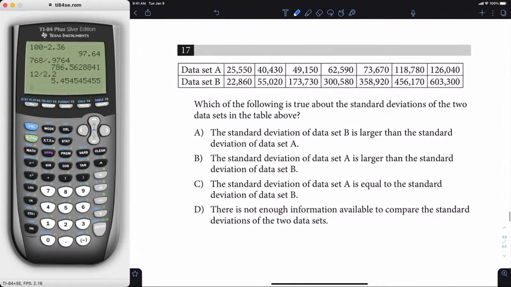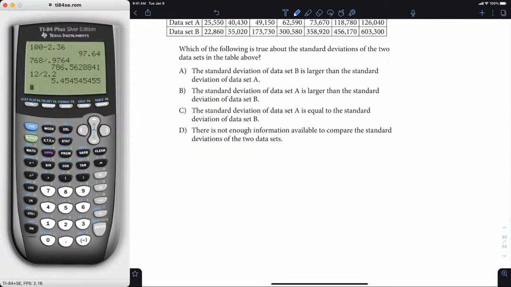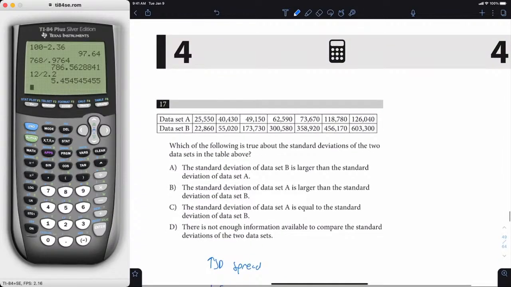Which of the following is true about the standard deviations of the two data sets in the table above? Okay, on the SAT, for standard deviation, all you need to know is that a high standard deviation means spread apart, your data is going to be spread, and low standard deviation means close together, or closer together, I guess. So let's take a look.